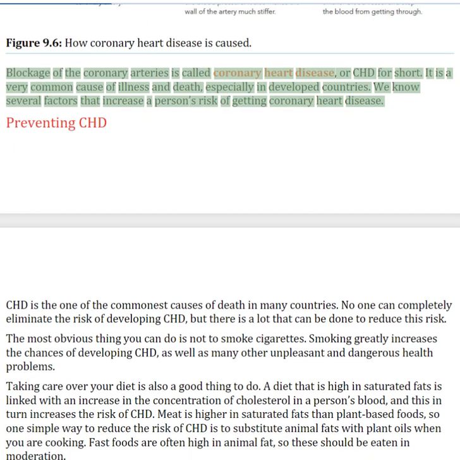Blockage of the coronary arteries is called coronary heart disease, or CHD for short. It is a very common cause of illness and death, especially in developed countries. We know several factors that increase a person's risk of getting coronary heart disease.